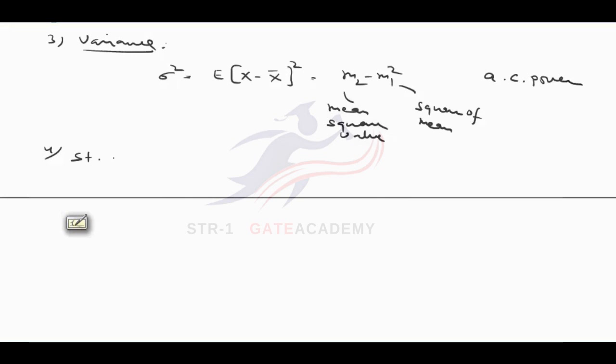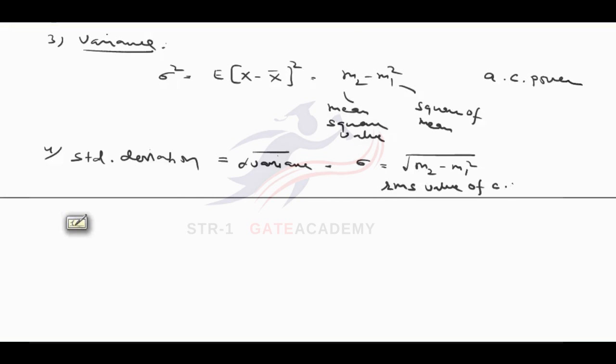Standard deviation is the root of variance: sigma equals root of m2 minus m1 square. It is the RMS value of the AC component. We jot down all the formulas, and now we discuss some GATE questions.